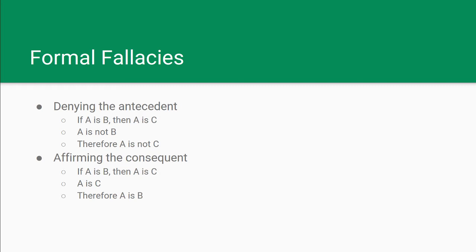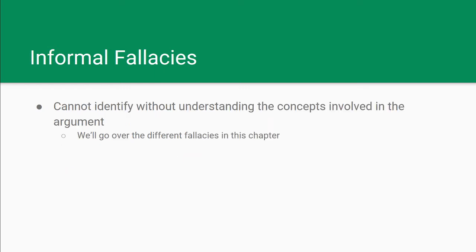And here are the forms for the two formal fallacies. When it comes to denying the antecedent, it goes something like this. If A is B, then A is C. A is not B, therefore A is not C. With the affirming the consequent fallacy, if A is B, then A is C. A is C, therefore A is B. Again, the form is important here.